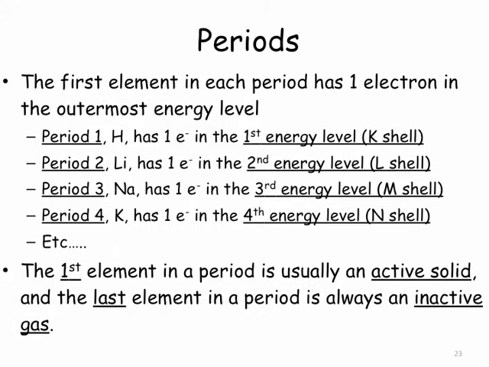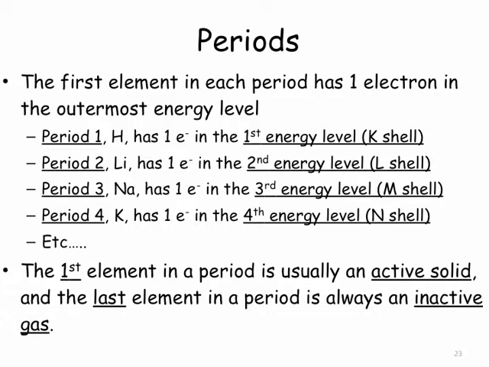So looking at that, the first element of each period has only 1 electron in its outermost shell. So period 1, H, we're looking at the K shell. Period 2 is lithium, and he's starting to utilize that L shell, so our second energy level. And period 3, sodium, is going to our third energy level, or the M shell. And period 4 has 1 electron, so he's in the fourth energy level in the N shell. And it goes on from there. So there's our shells from the Bohr model, and how many electrons fit in them.